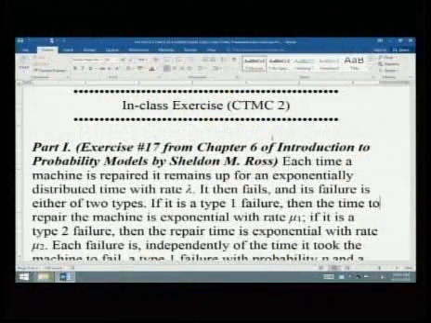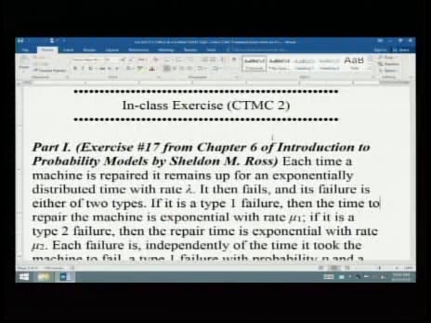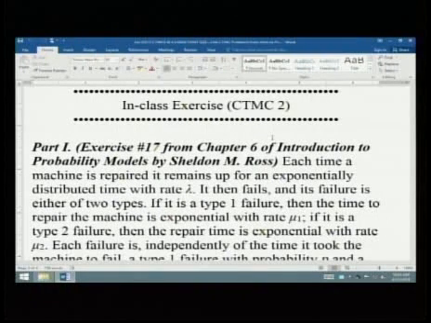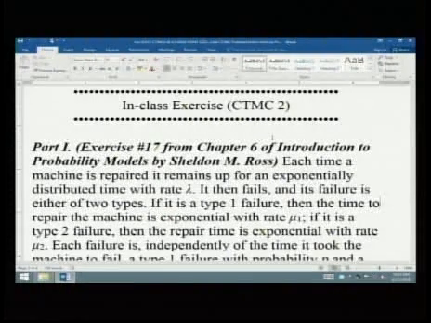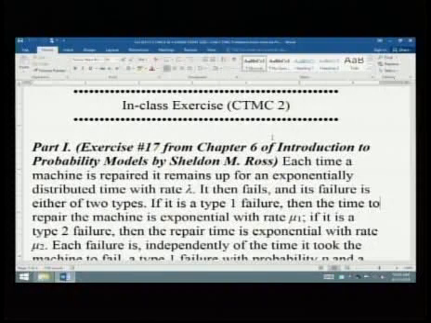So today we're going to continue to talk about the continuous time Markov chain with several different example problems. And just to let you know, today's example problems are extracted from one of our textbooks, Introduction to Probability Models by Sheldon Ross.